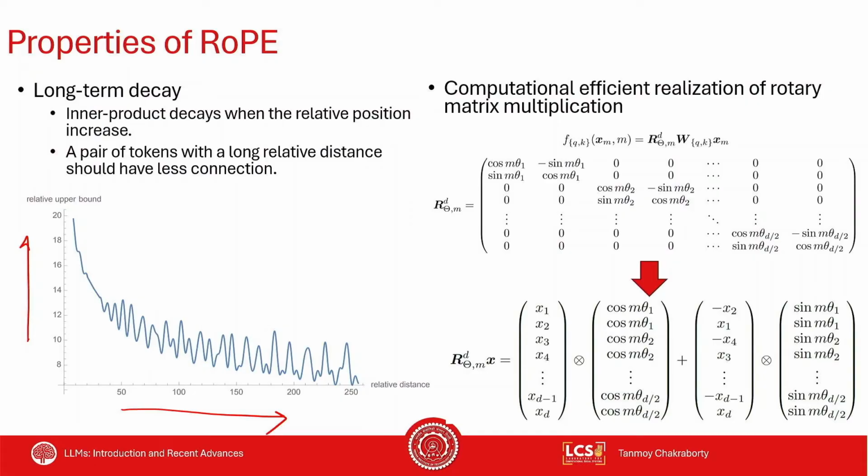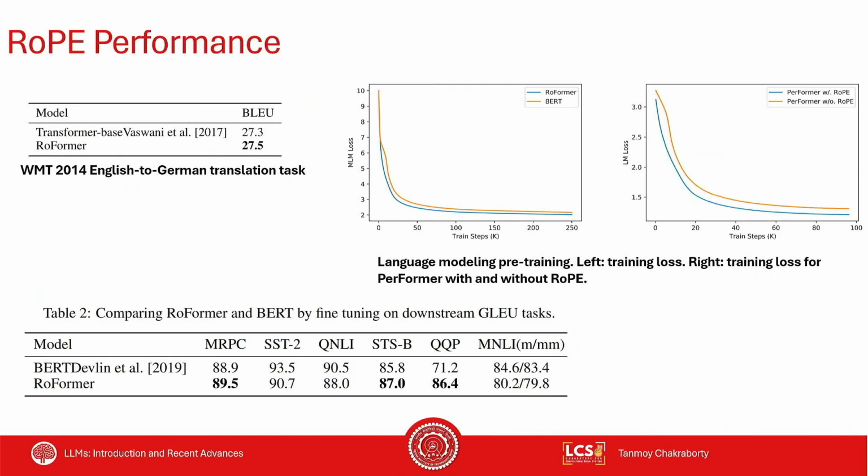The second good thing is that although this matrix looks like a very gigantic matrix, most of the entries in this matrix are 0. So if you do some small math here and there, you see that this can be realized by this, where you segregate the cos and sine parts, and you multiply one part of the embedding with cos and another part of the embedding with sine. So this is also computationally very efficient. Let's look at the results.